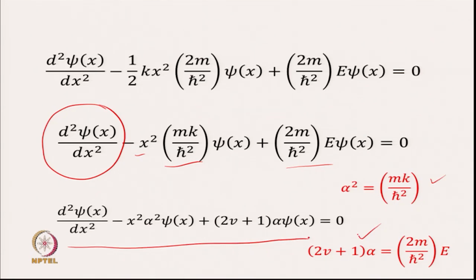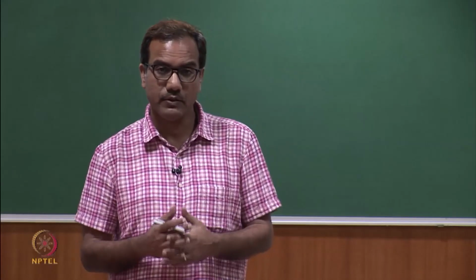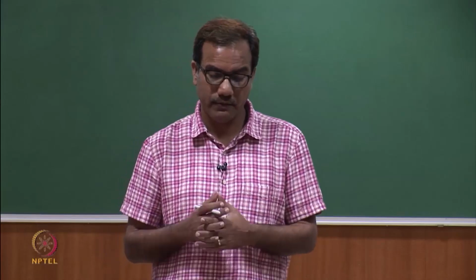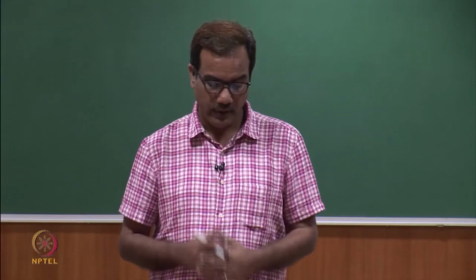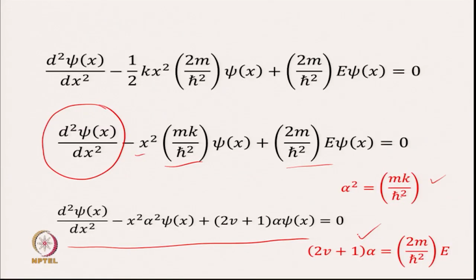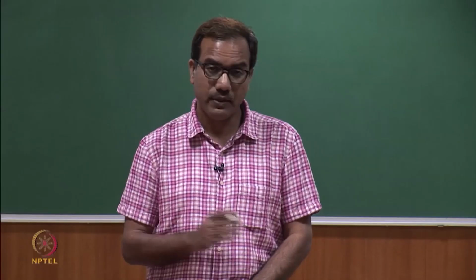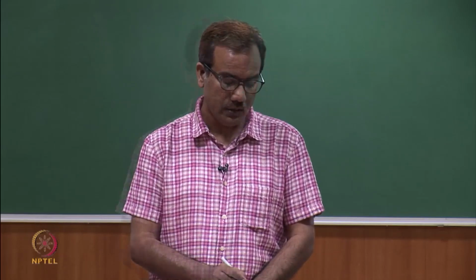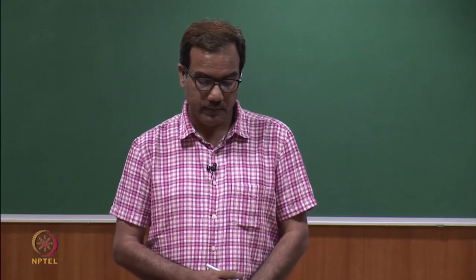Now the question: why are we doing this? Because the solution of this kind of differential equation is already known. By assuming that alpha square is mk by h bar square and 2v plus 1 alpha is 2m by h bar square into e, using these two, we can calculate the energy. So first we will calculate the energy, and then we will get to the solution of this Schrodinger equation.